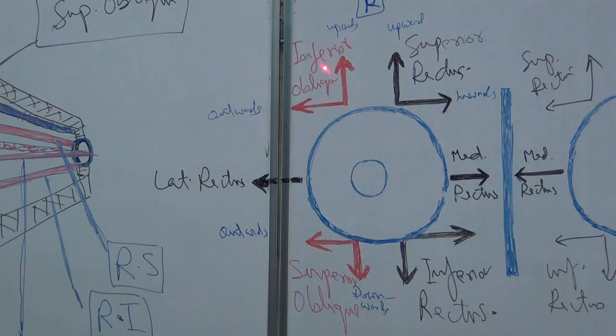Otherwise, gross anatomically, above the eyeball is superior oblique, below the eyeball is inferior oblique. But because it is a functional or physiological diagram, I have drawn according to the actions of superior and inferior oblique on the eyeball. Inferior oblique moves the eyeball upward, so I have labeled it above the level of the eyeball. And superior oblique moves the eyeball downward, this is why it is shown below the eyeball.